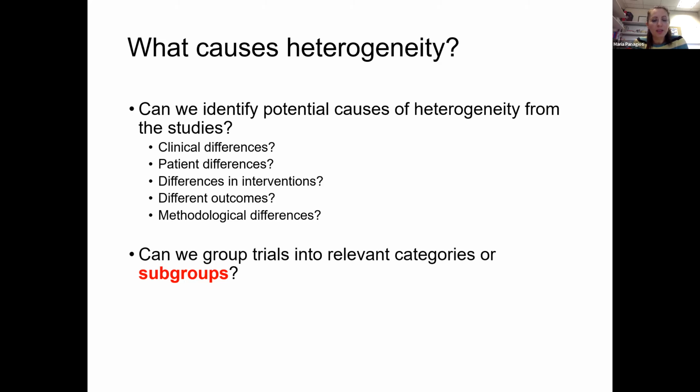So the second issue I want to discuss with you is around publication bias.